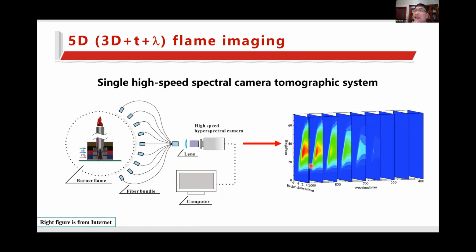Okay, now we enter the topic of 5-dimensional imaging. For 5-dimensional imaging, we need a high-speed spectral camera, which means that this camera can capture the information of the spectral dimension. And the problem is, on the market, we don't have a high-speed spectral camera, so we need to build one ourselves. How to do that? That's one of my topics recently.